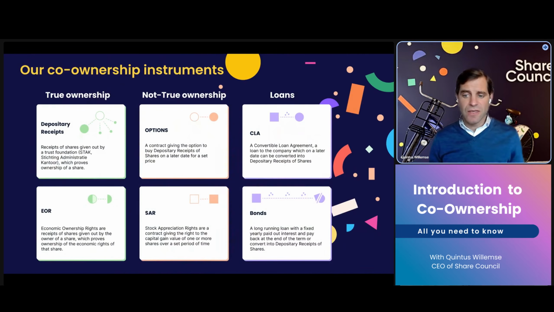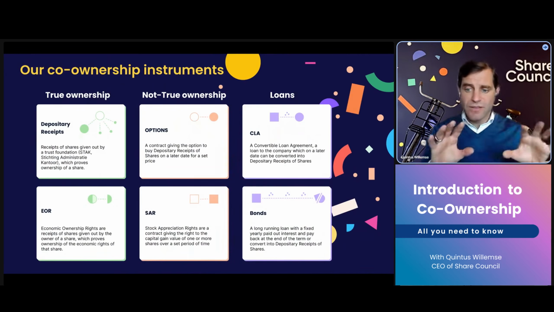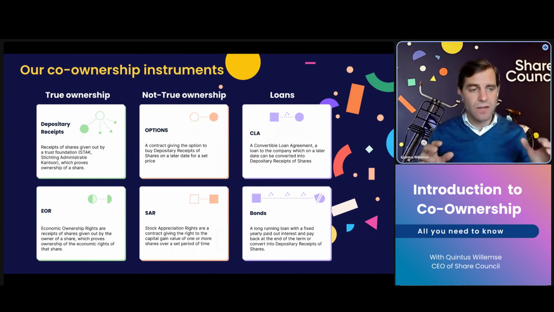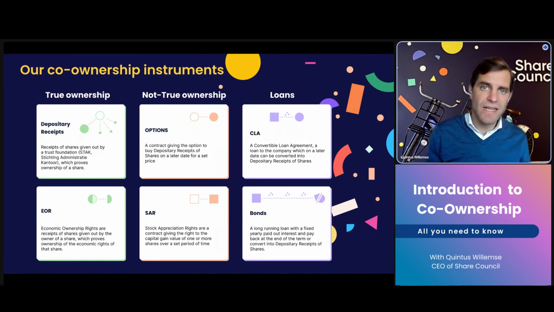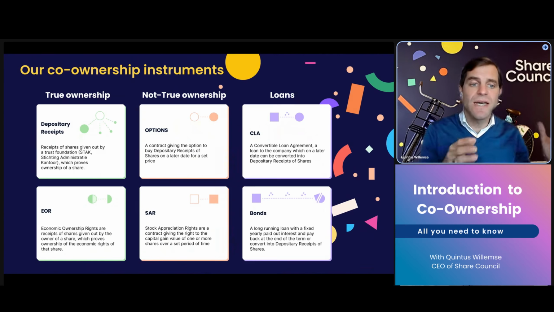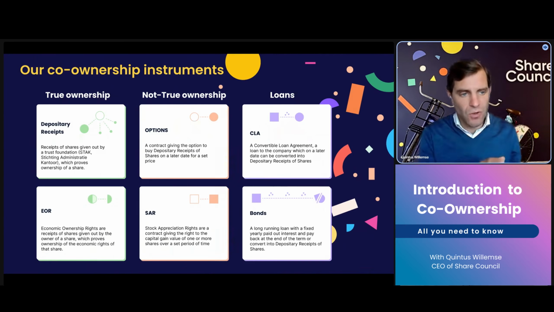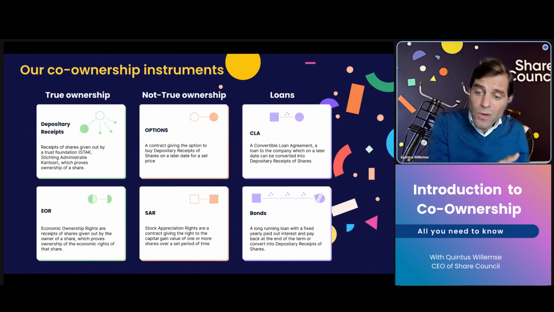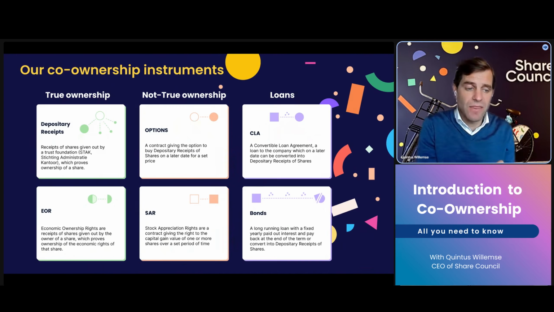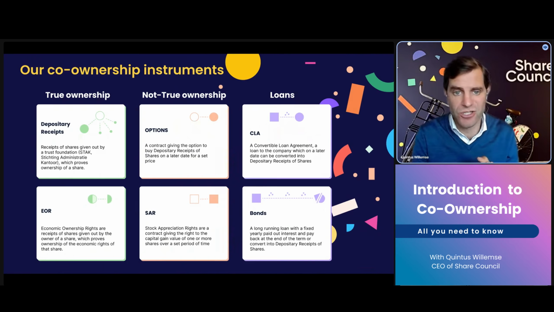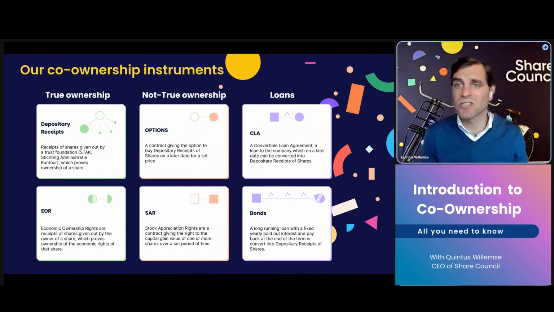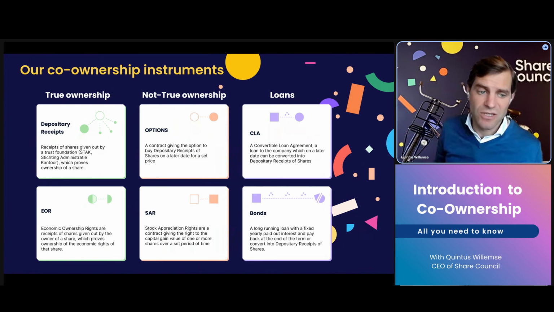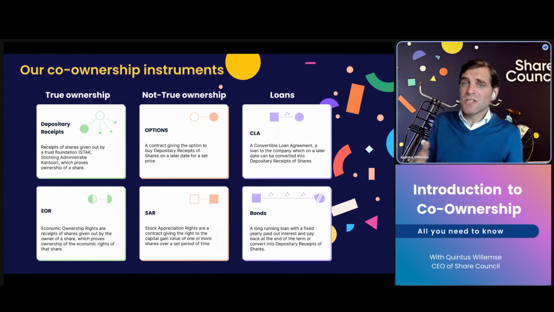To do these kind of things, to go for these three different focus groups, there are basically 6 financial instruments you can use. And they're organized in 3 groups. You have the group of true ownership, someone really owning part of the company, having paid for it and received an ownership in the company, which can be depository receipts given out by a foundation, or it can be economic ownership rights, which is basically the same as depository receipts. It's just you don't need a foundation to hand them out, which is super helpful because then you don't have to go to a notary to execute it.